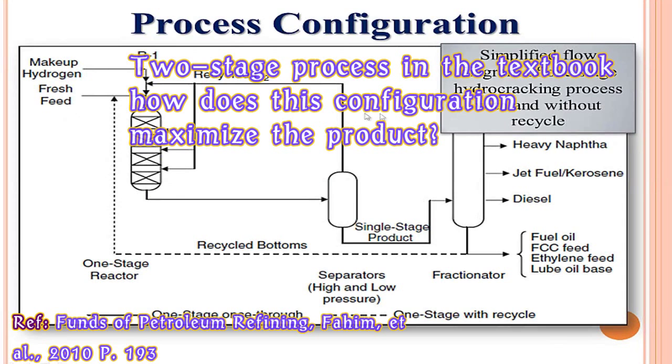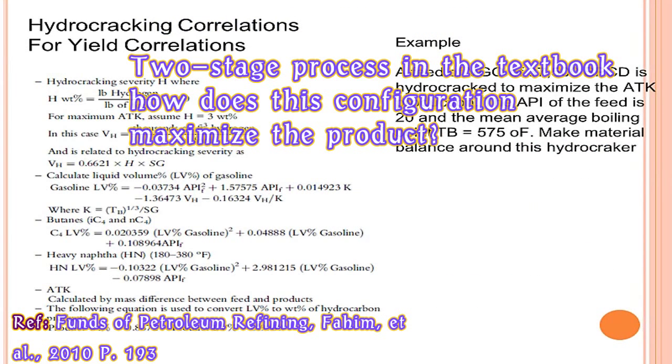But the final thing that we have to mention about hydrocracking is to make the material balance for that hydrocracking. This is the empirical hydrocracking correlation for yield that can be used as a preliminary calculation.